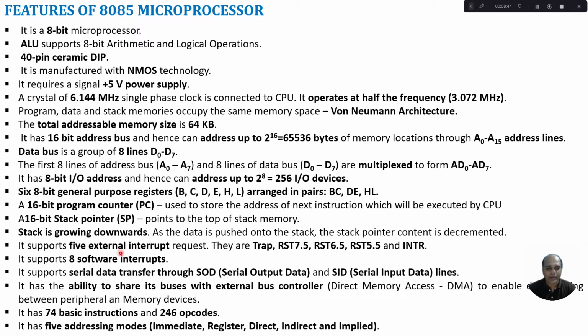The 8085 microprocessor supports 5 external interrupts. External interrupts are required for interfacing an IO device. Whenever a peripheral wants to use the CPU, it will make a request. Upon request, the CPU will execute a program related to that IO device. That is called an interrupt. So the 8085 supports 5 external interrupts: TRAP, RST 7.5, RST 6.5, RST 5.5 and INTR.